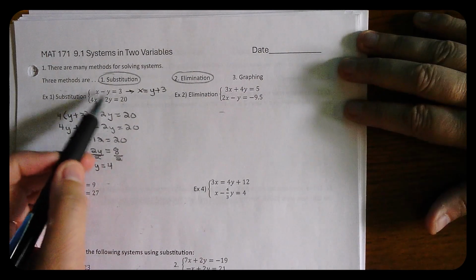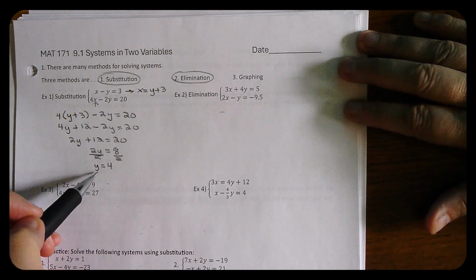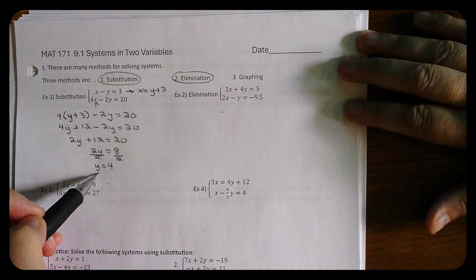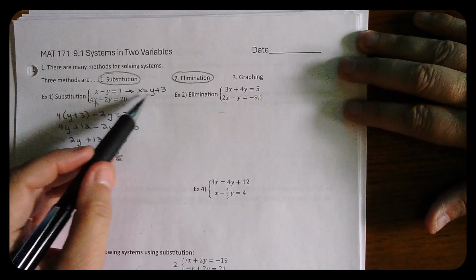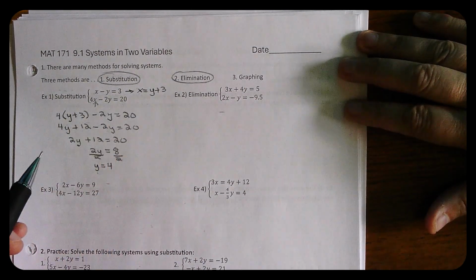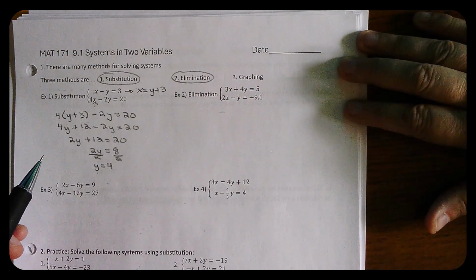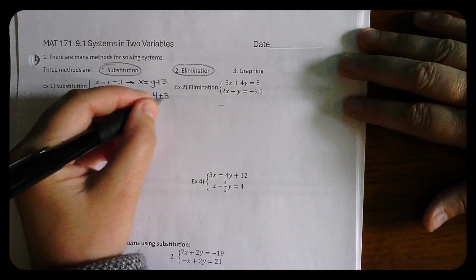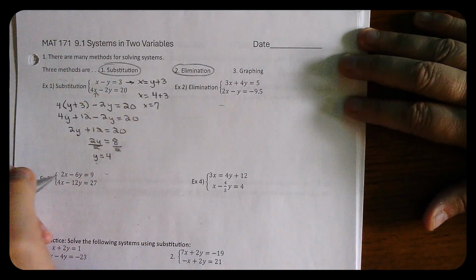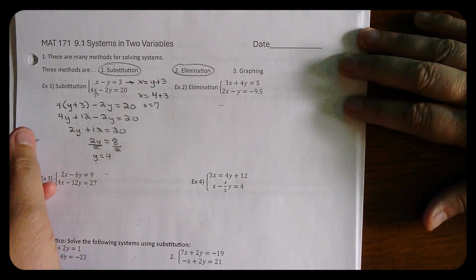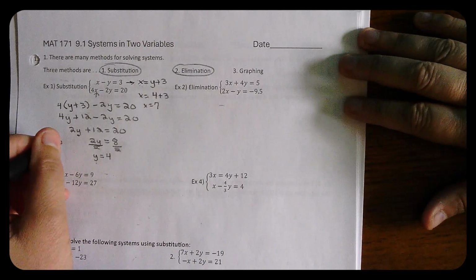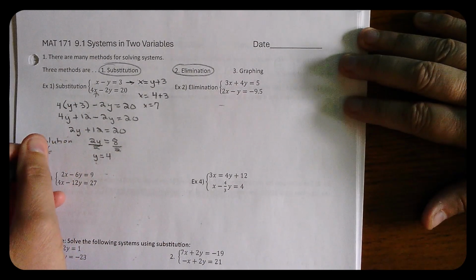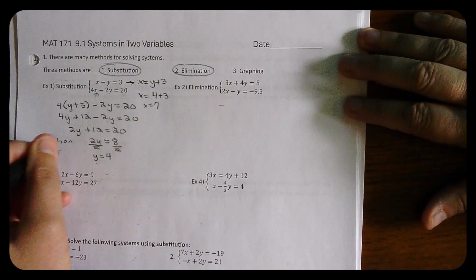But since this is a system with two unknowns, you're only halfway done. You know y is 4, but now you have to find its x-coordinate partner. And when you do substitution, it's usually kind of dangling over here. X is already by itself. So that's the best place to go find x. So x equals 4 plus 3, so x is 7. So once you find x and y, it's important to write your answer as an ordered pair. So the solution is the ordered pair x, y, 7, 4.